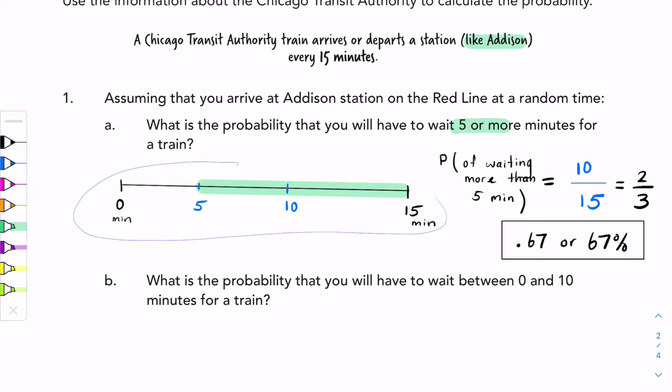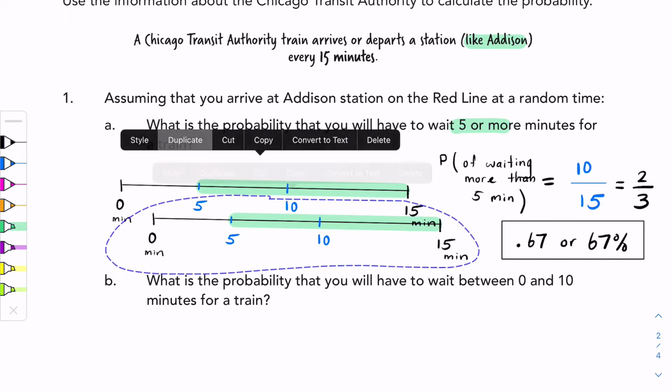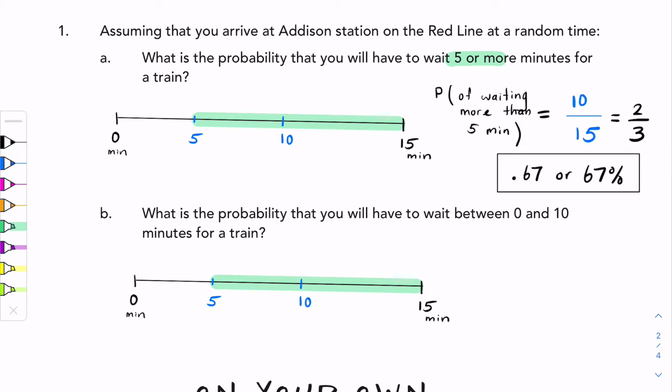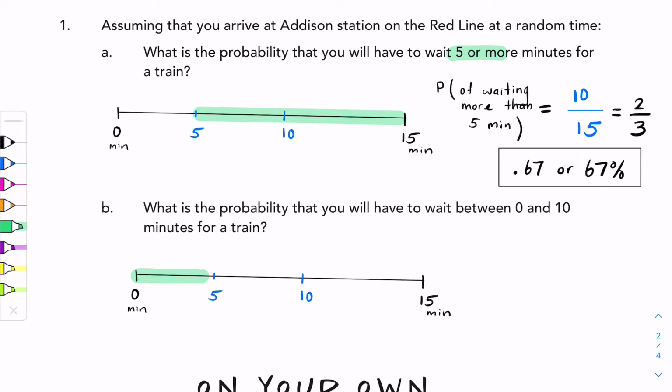Let's look at part B. Part B uses the same problem, and it says, what is the probability that you will have to wait between 0 and 10 minutes for a train? So we're waiting 0 minutes to 10 minutes for a train. That means we're looking for the probability of waiting between 0 and 10 minutes.